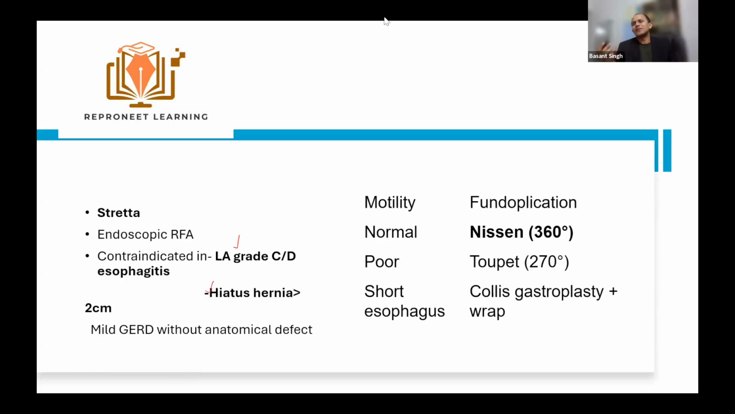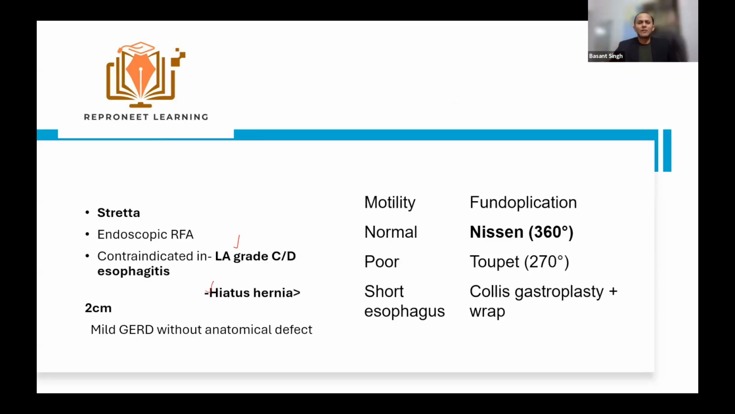Toupet, basically, this patient has normal motility. So generally we say that in patients who have normal motility, there's no problem with the esophageal wall motility. We prefer to do a total fundoplication, that is a 360-degree fundoplication. People say that that has the maximal reduction in GERD. Toupet is a partial fundoplication, it is not a complete fundoplication. So they say that the effects are not that good compared to Nissen. But we only do Toupet if you have a motility disorder of the esophagus.